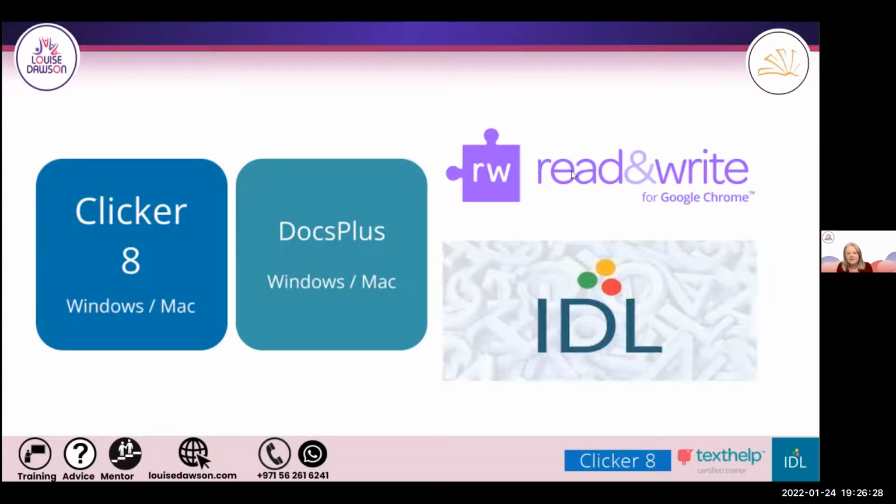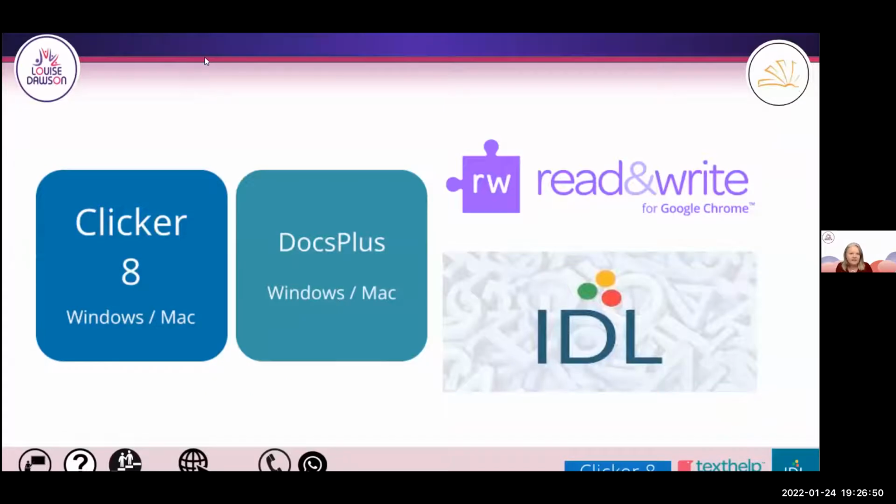The second piece of software is Read and Write. Very similar. They are literacy tools that support reading, comprehension, spelling, additional words, adding images, research. They're very, very comprehensive. And the third piece is IDL, which I will share with you. Oh, I've just done the wrong thing there. Right, let's go back. Just needed to come out of the presentation.